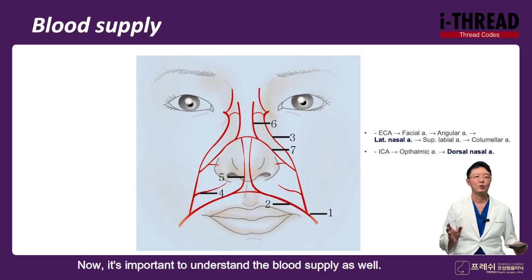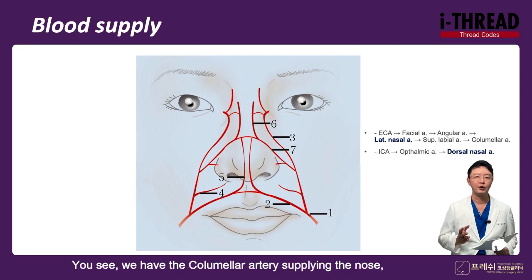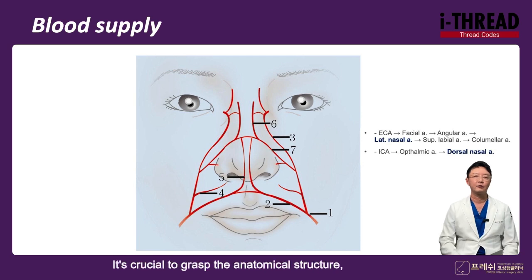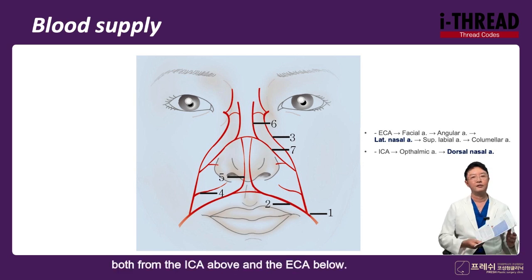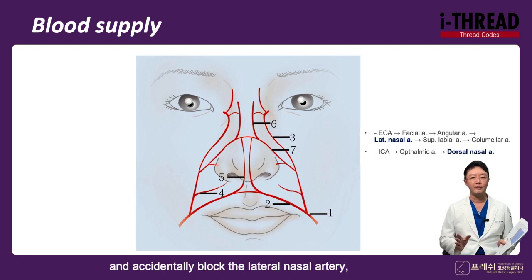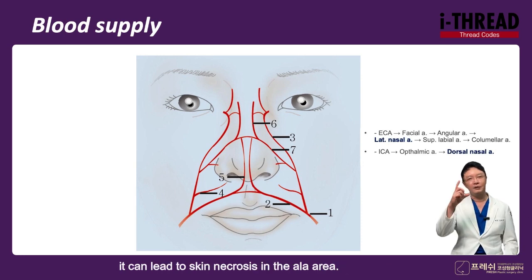Now, it's important to understand the blood supply as well. You see, we have the columellar artery supplying the nose, followed by the dorsal artery from the eye area. It's crucial to grasp the anatomical structure, both from the ICA above and the ECA below. So when doctors are enhancing nasolabial folds with fillers and accidentally block the lateral nasal artery, it can lead to skin necrosis in the alar area.